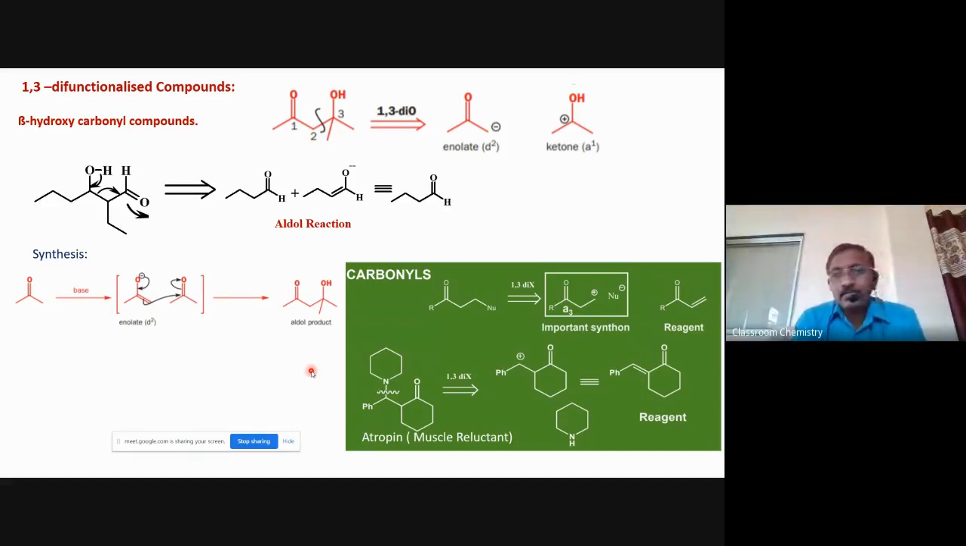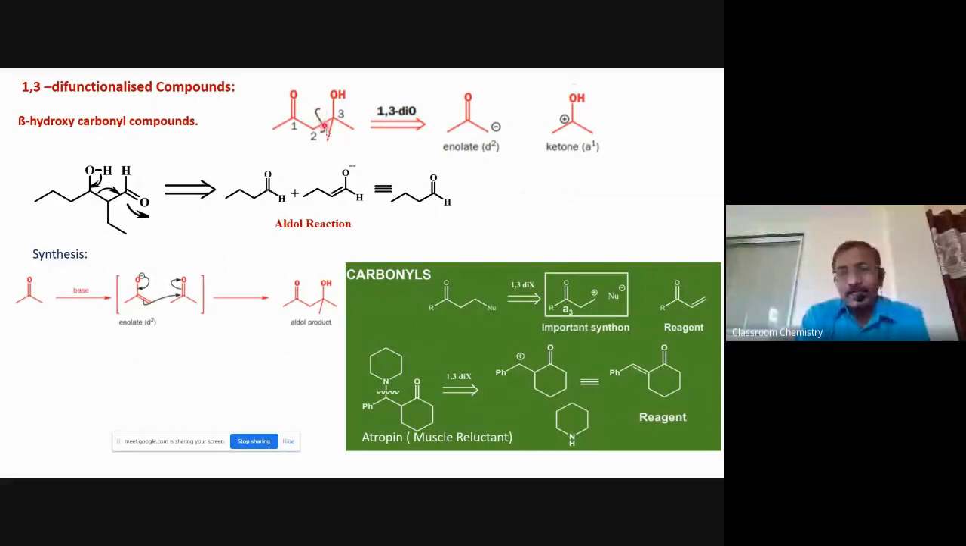Now in this case, when we take a very simple example that everyone knows, 1, 2, 3. So at one position a carbonyl group is there, at position three a hydroxyl group is there, and we always prefer the breaking or disconnection near the hydroxyl group.